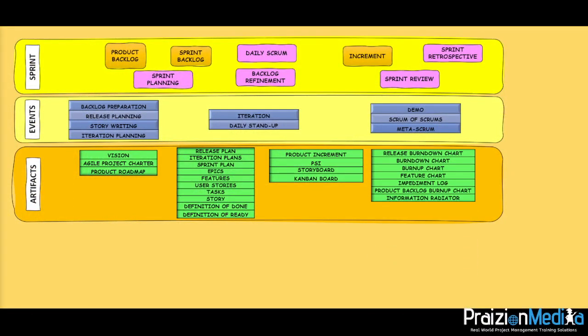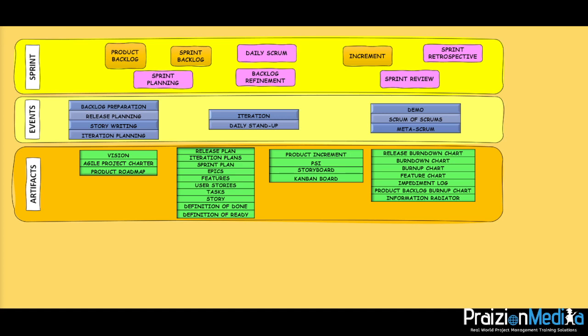Moving on, we have some other artifacts. Release burn down charts. And the release burn down charts just show you the burn down of features in a release. We have burn down charts themselves, which show us the accomplishment of work. In the burn down chart, it shows you the work that is left to be done. The burn up chart shows you the work that has been done. We have feature charts which show us the burn down or burn up of features as they are being done.